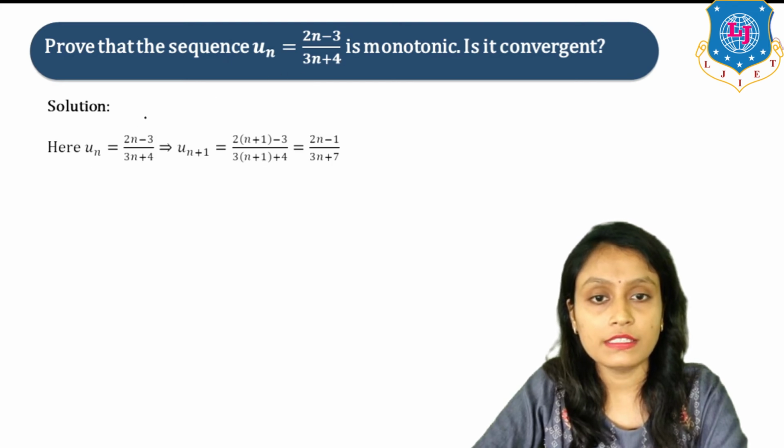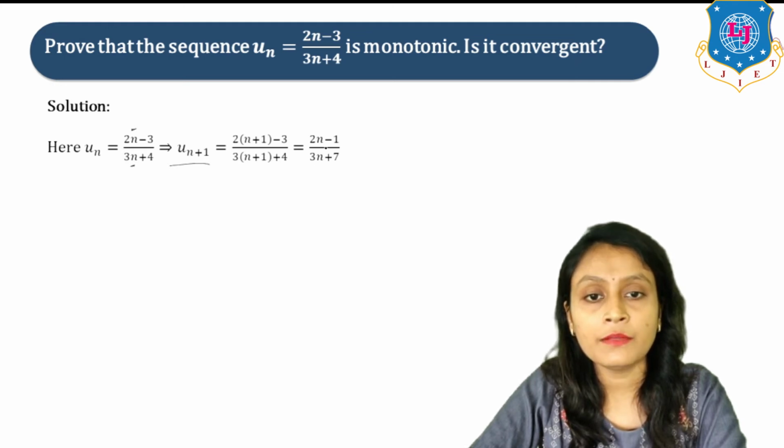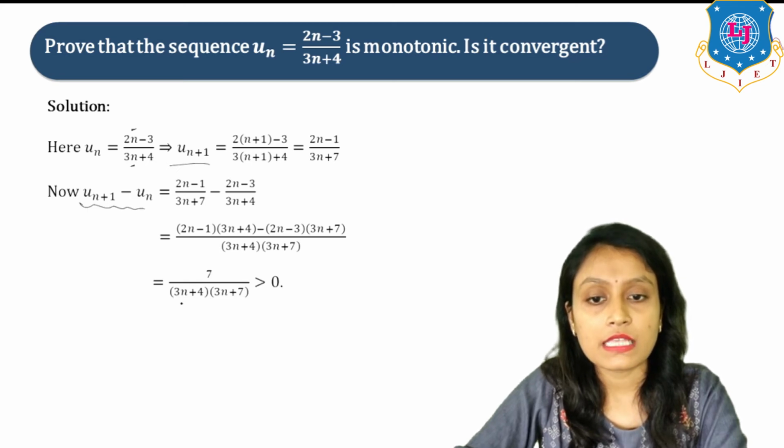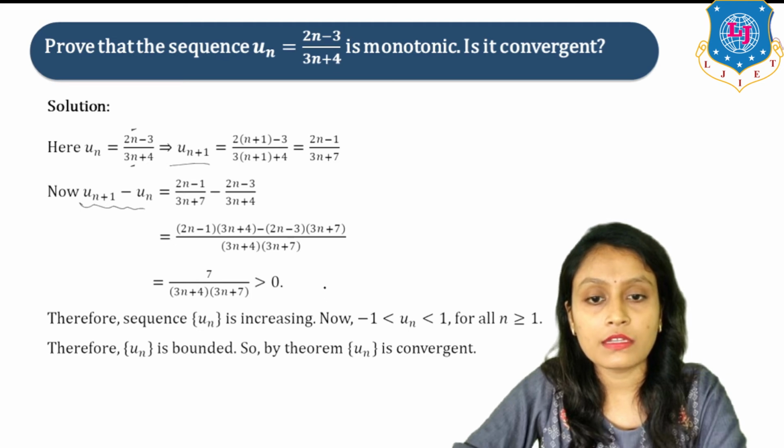Okay, so here u_n is given, that is 2n minus 3 upon 3n plus 4. So firstly, we will find u_{n+1}. So in place of n, we have to write n plus 1 and simplify. So you will get 2n minus 1 upon 3n plus 7. Okay, now to check monotonic, what do we have to do? u_{n+1} minus u_n, substitute both the answers, cross multiply, simplify, so you will get 7 upon (3n plus 4) into (3n plus 7), which is greater than 0. Here we have, u_{n+1} minus u_n is greater than 0. Therefore this u_{n+1} is greater than u_n.